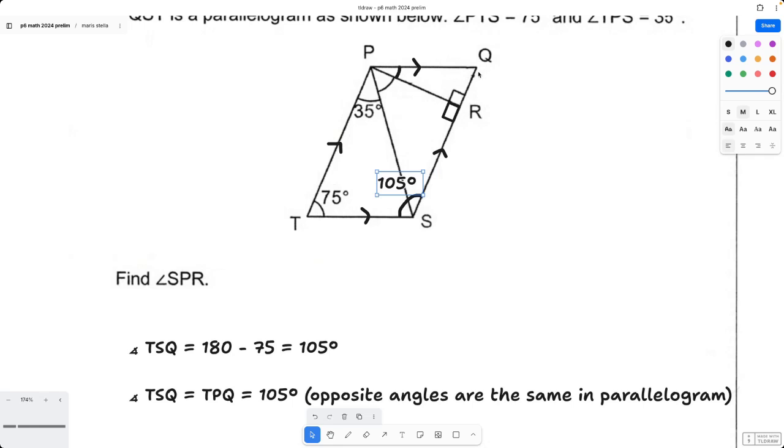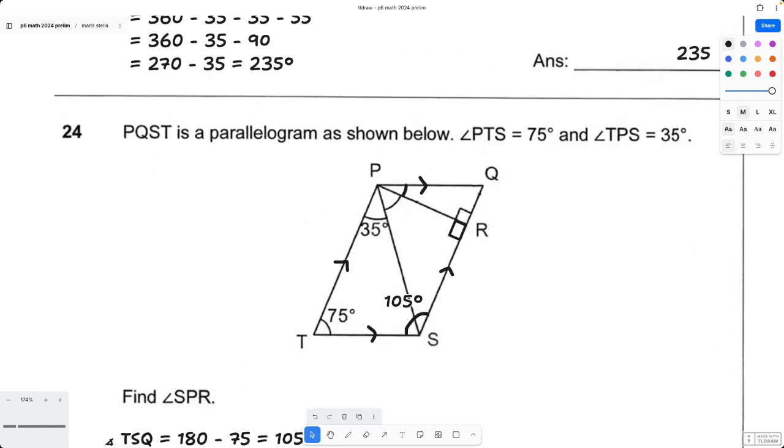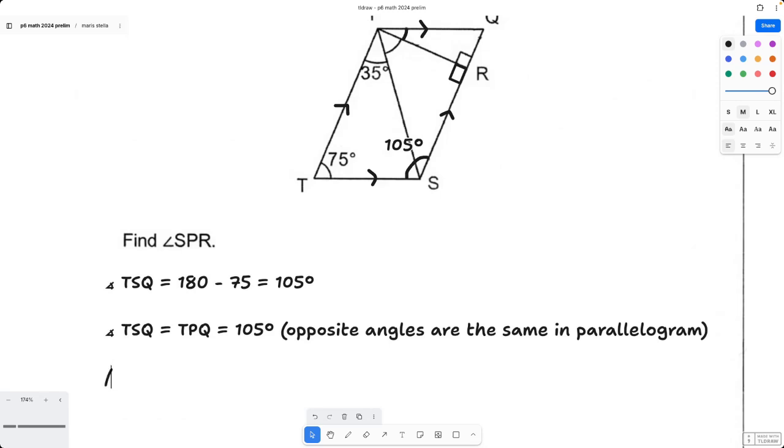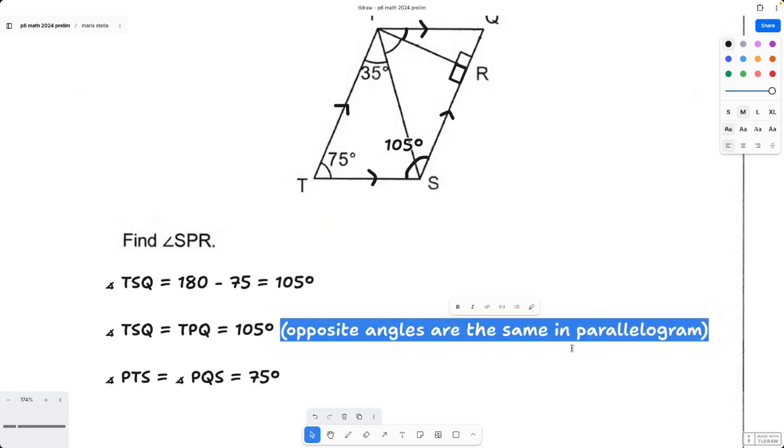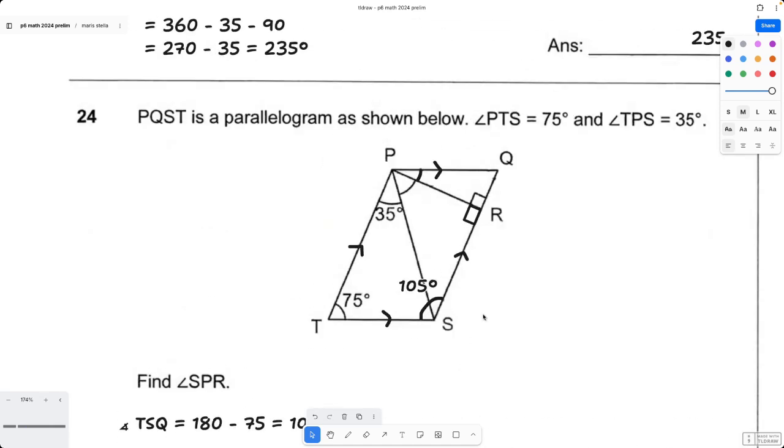Okay, next, PQR. So what is here? PTS and PQS. Angle PTS is equal to angle PQS, which is also 75 degrees. Yeah, same thing. Opposite angles are the same in a parallelogram as well. So this is 75. Oops, this is 75 degrees as well. Okay, so I'm gonna put it here. 75 degrees. 75. Put this in red.